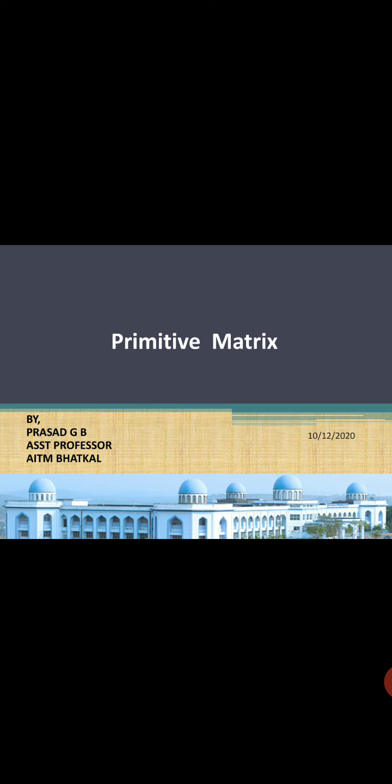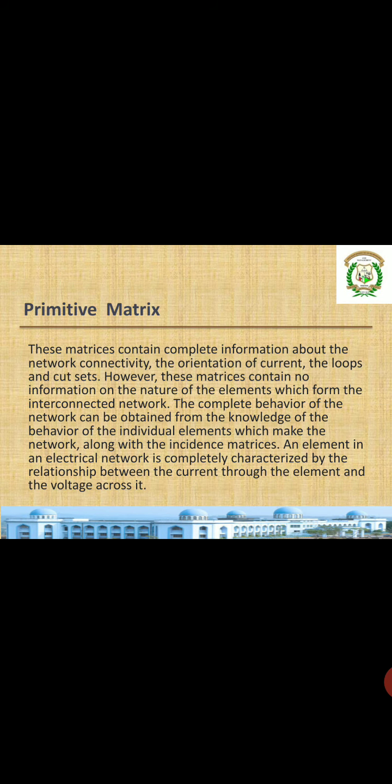Actually, primitive matrix is an element to element matrix which gives the complete details of an element. This matrix contains complete information about the network connectivity, the orientation of current, the loop and cut sets. However, these matrices contain information on the nature of the elements which form the interconnected network. The complete behavior of the network can be obtained from the knowledge of the behavior of the individual elements which make the network. Along with the incidence matrix, an element in an electrical network is completely characterized by the relationship between the current through the element and the voltage across it.